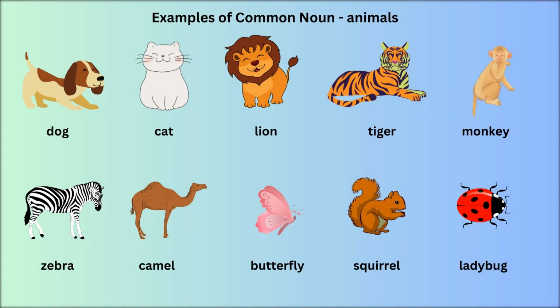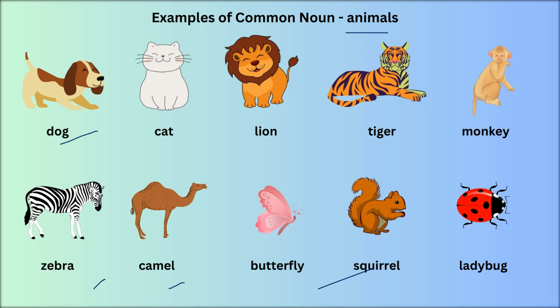Now, examples of common nouns for animals. Let's see how animals are used and what the examples are. Dog, cat, lion, tiger, monkey, zebra, camel, butterfly, squirrel. Here, all these nouns are used in a very general way.